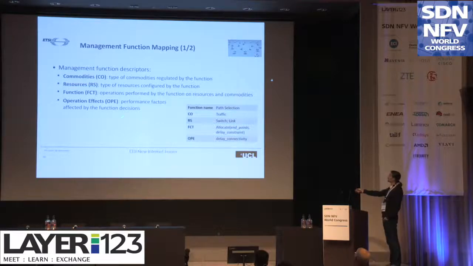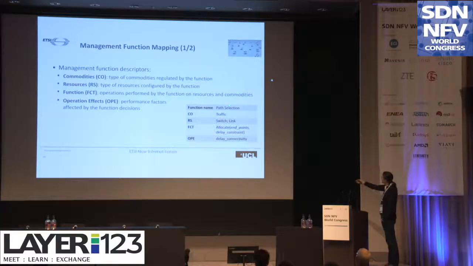So we have the commodities, which define the type of commodities regulated by the function. We have the resources, which are configured by the function. We have the operations, which are performed by the function on the resources and the commodities, and we also have some performance factors affected by the decisions of a specific function.